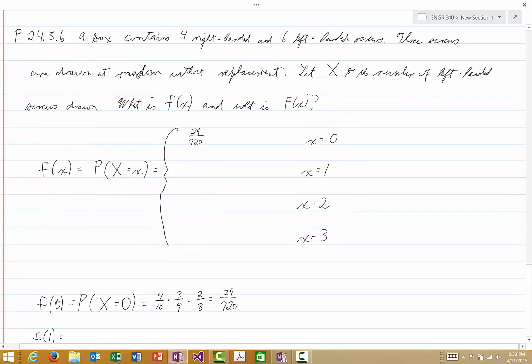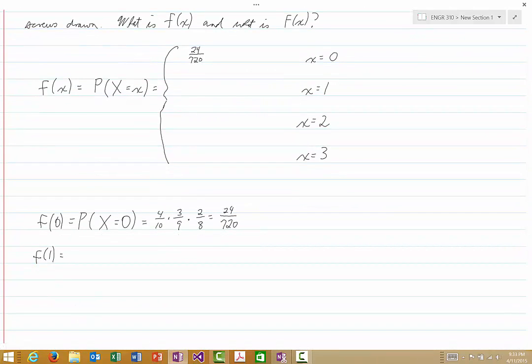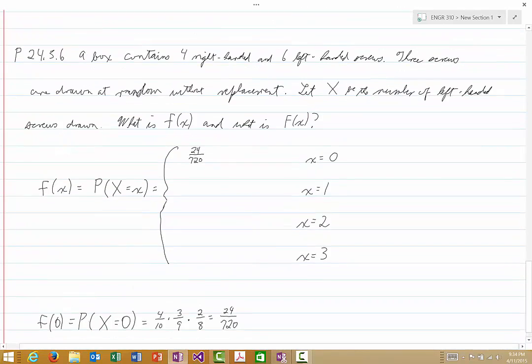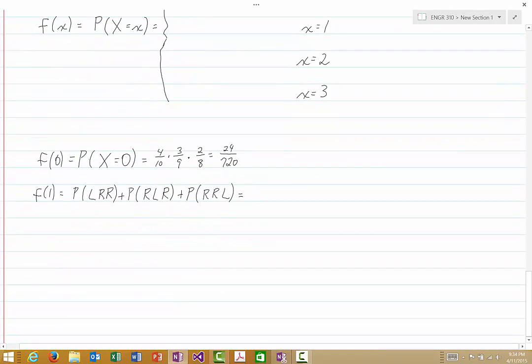Okay, so the first one we were going to look at, we said, is P of left, right, right, plus P of right, left, right, plus P of right, right, left. Those are the 3 ways that we could come up with exactly 1 left-handed screw. And now let's look at the probabilities for each. The probability that the first one is left-handed will be 6 out of 10.